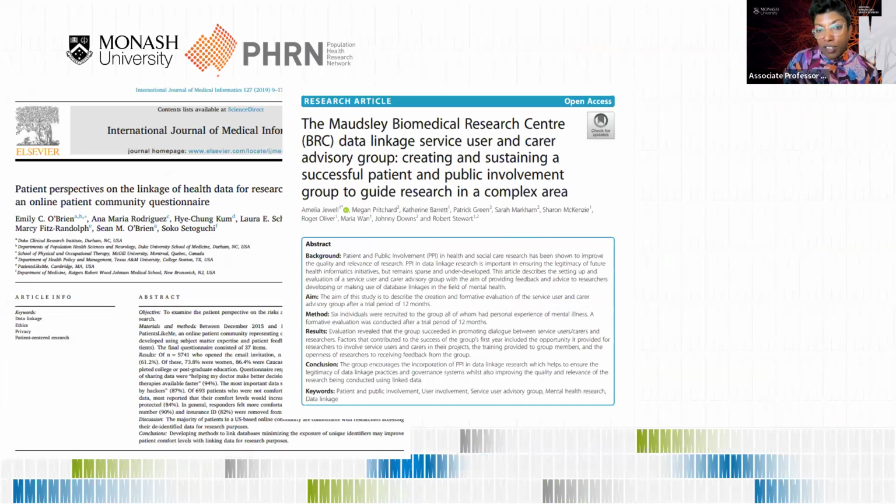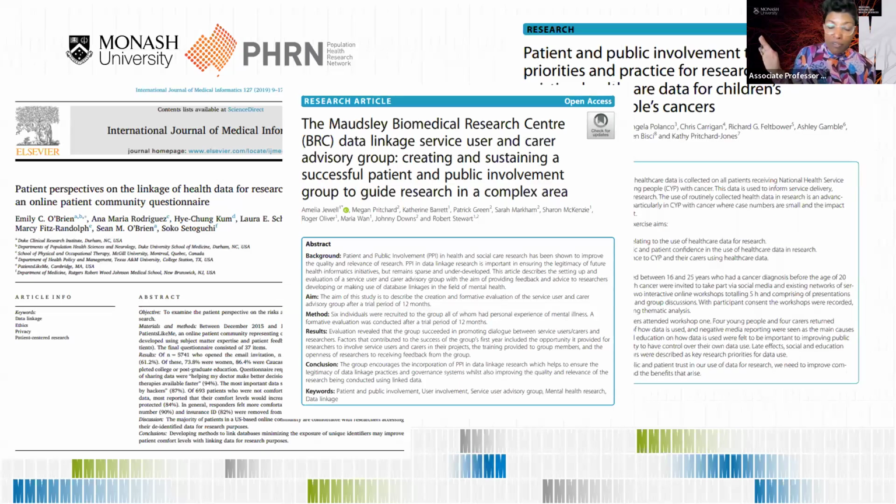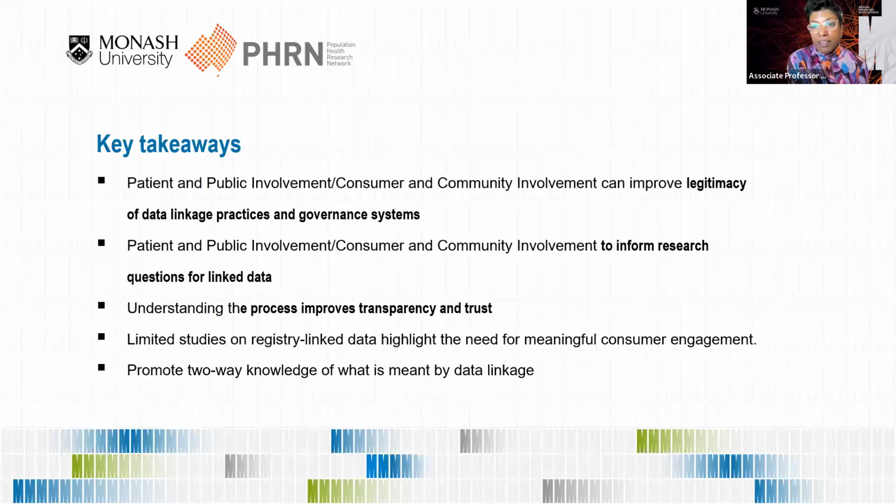In terms of quickly looking at the research, there are quite a few papers that have been studied and published around patient and public involvement in terms of data linkage. And I've just put a few up there in case you want to have a Google. But some key takeaways from this is that patient and public involvement, or consumer and community involvement, can really improve legitimacy of data linkage practices and governance systems. It can inform research questions for linked data. So for all of those people who are interested in using registries for trials, consumer involvement can provide an opportunity to say, these are important research questions from our perspective to be asked. But understanding the process of data linkage also improves transparency and also trust.